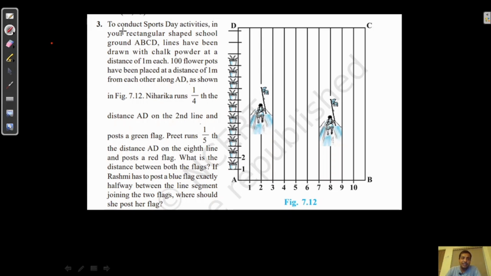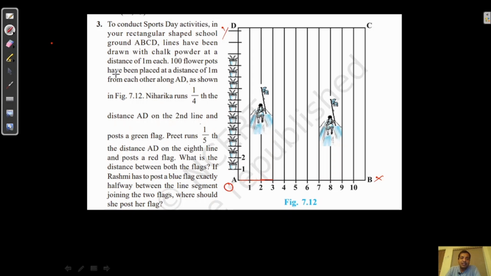Just look what they are saying. You have to conduct a sport day activity in your rectangular shaped school, meaning your ground is in rectangular shape. So just imagine there is origin, it is my x-axis, it is my y-axis. So now let us see what they are saying. Okay, ABCD is a rectangle. Lines have been drawn with chalk powder at a distance of 1 meter each. So they have said this is 1 meter, this is 1 meter. So distance between two consecutive lines is 1 meter.